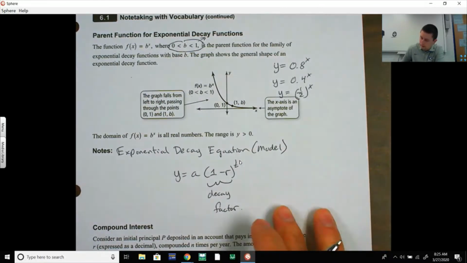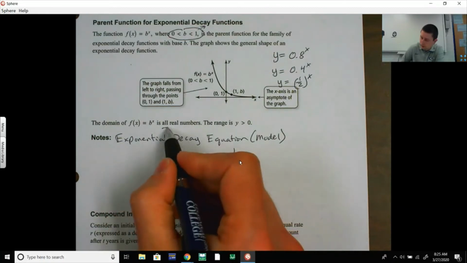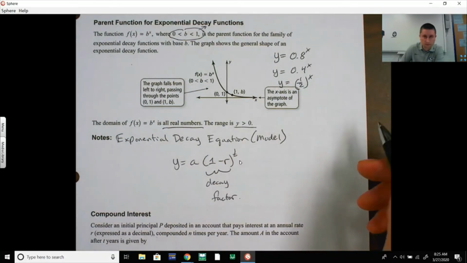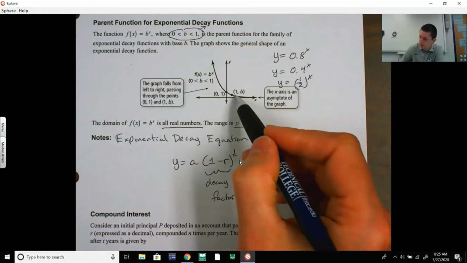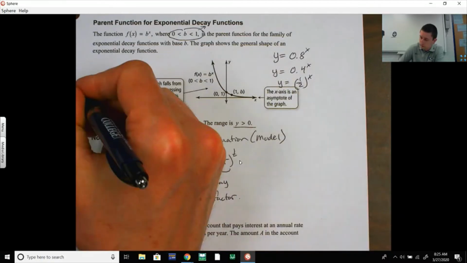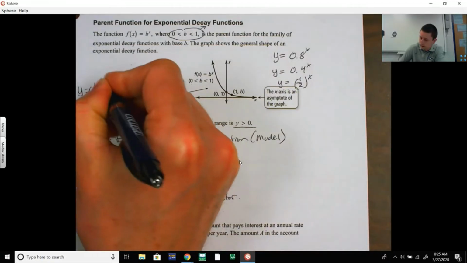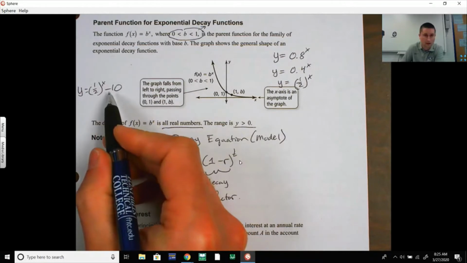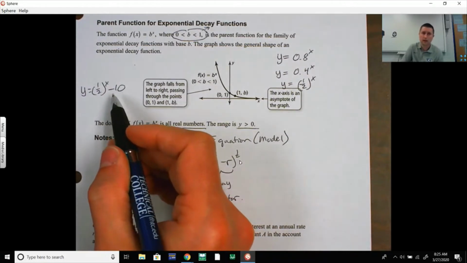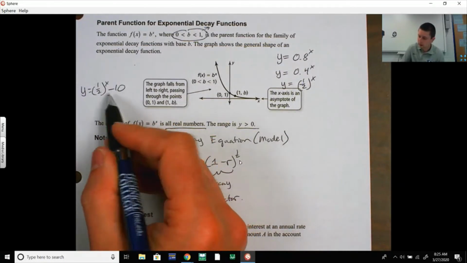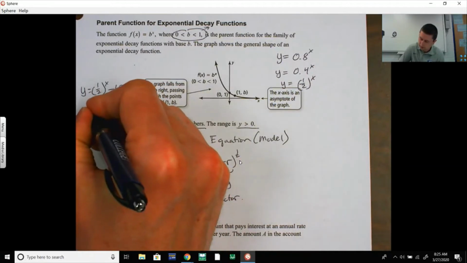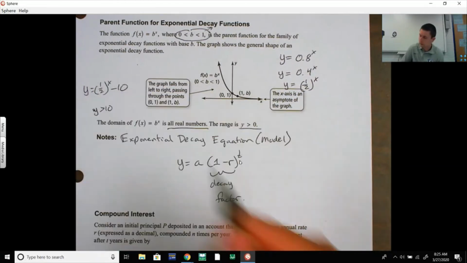Okay, domain is again all real numbers. The range is greater than 0. Okay, it never goes negative. Now if you'd have something like y equals 1/2 to the x and then you have minus 10 at the end, that's a graph transformation moving it down 10, you could essentially end up with negative y values. Then your range would be y is greater than negative 10 because you had to move the graph 10 down.